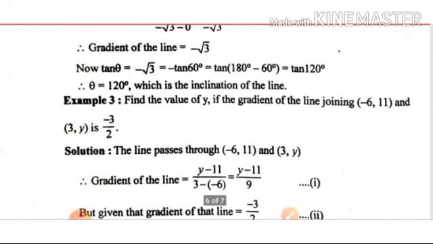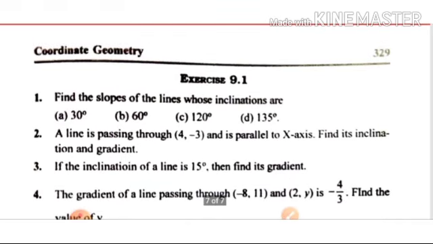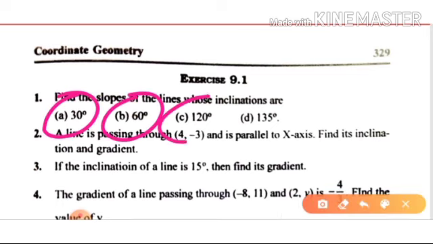Then we have examples, and then we can head on to the exercise. Find the slopes of the lines whose inclinations are given; these are all standard angles. We'll head on to the exercise later on. You go through all that I have explained now and try to understand. Next class we will go through the exercise.